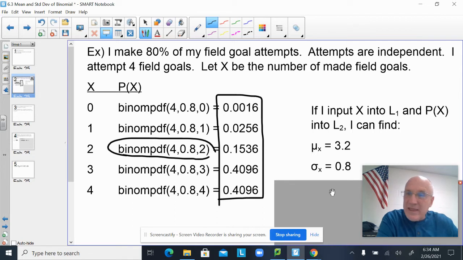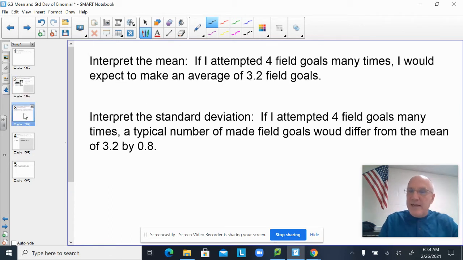Now, one thing you have to be able to do clearly is interpret the mean or standard deviation. So what I've done on the next screen is I interpreted both of those numbers. You have to make sure you word it so that whoever's reading what you write understands that you know how to interpret the mean and interpret the standard deviation. So here's my interpretation of the mean and of the standard deviation in this case. To interpret the mean, it says if I attempted 4 field goals many times, I would expect to make an average of 3.2 field goals.